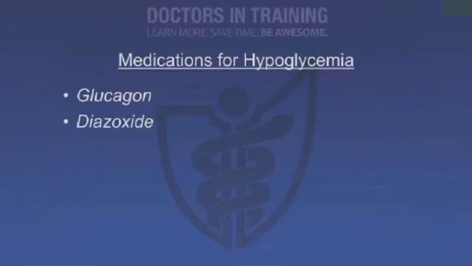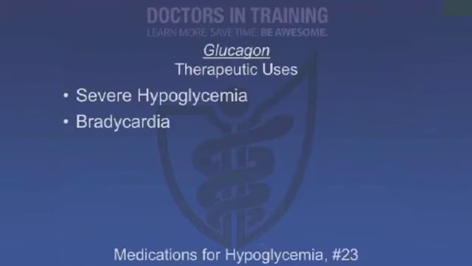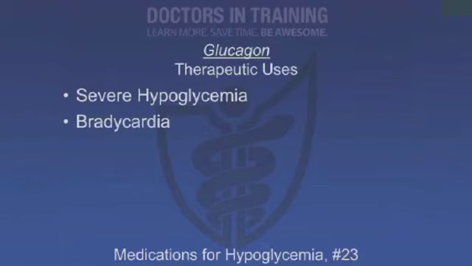Now, if you do have hypoglycemia, there are 2 treatment options, glucagon and diazoxide. So glucagon is sometimes used for hypoglycemia, usually for emergency treatment. If they can't take an oral feeding or for some reason you can't get IV access and give them IV glucose, glucagon comes as an injection kit, and you can give an injection of glucagon. Glucagon is also used for bradycardia, and we'll talk about that in a moment.